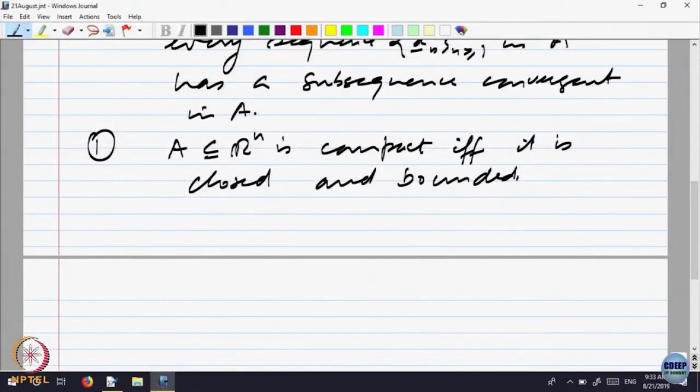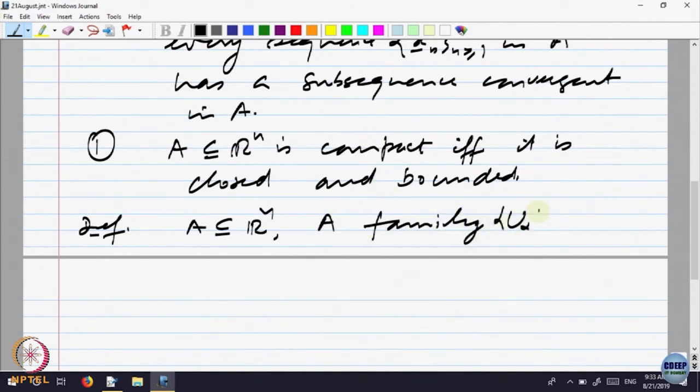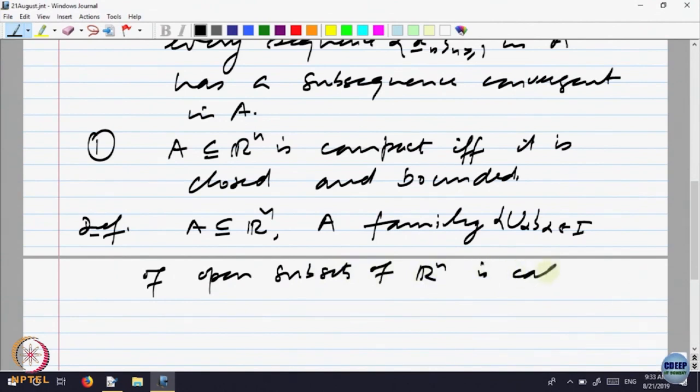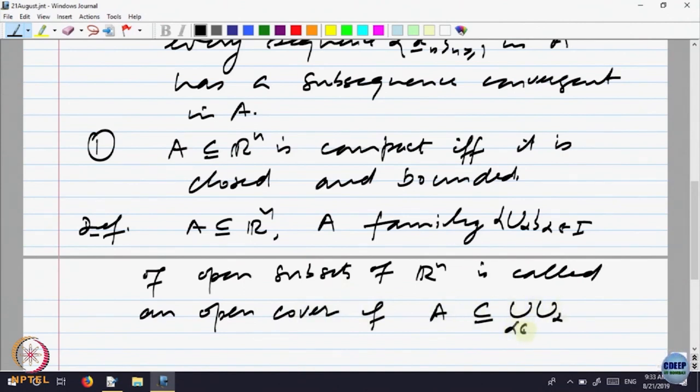We were looking at another way of describing compactness. So, we define: A is a subset of R^n, a family of sets, say U alpha, of open subsets of R^n is called an open cover. We say it is an open cover if A is contained in the union. It covers it in a sense.